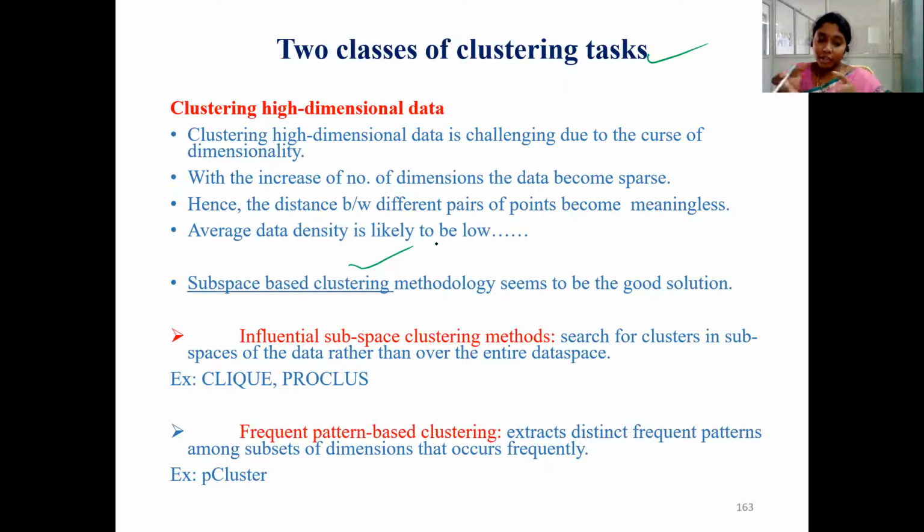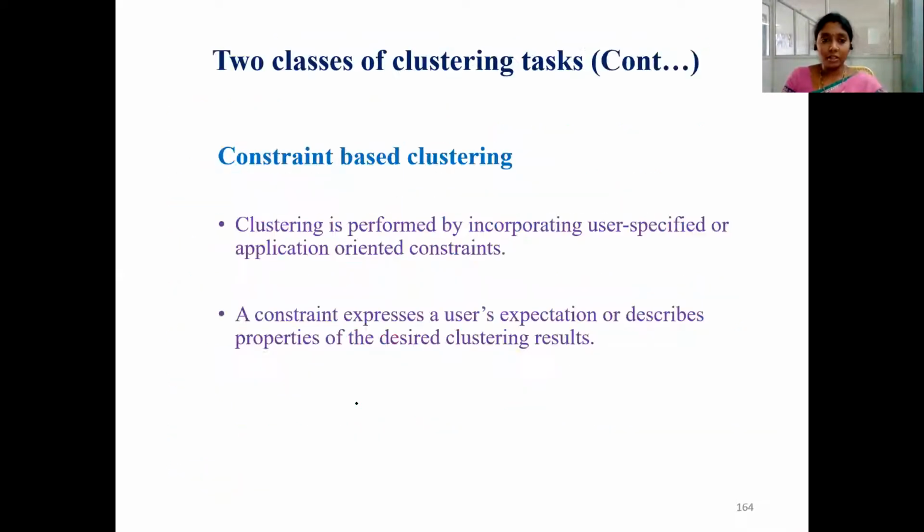So we consider a part of the data, that means the subspace of the data, and we form the clusters. Again, we consider another subspace of the data, and again we form some clusters. Like that, this approach works. And here we have two methods: the initial subspace clustering method and frequent pattern-based methods. And these are the sub algorithms in that.